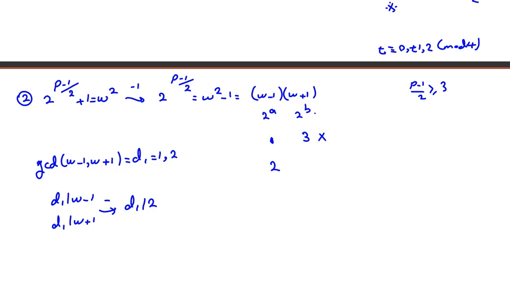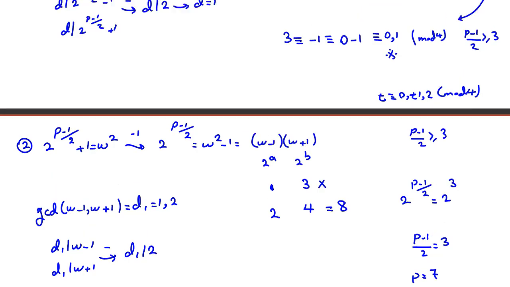If the GCD is 2, this one should be 2 and the next one should be another power of 2. So w minus 1 is 2, so w is 3 and w plus 1 is 4. So 2 times 4 is 8. So 2 to the p minus 1 over 2 equals 8, which is 2 cubed. So p minus 1 over 2 is 3, so p is 2 times 3, 6, plus 1, which is 7.